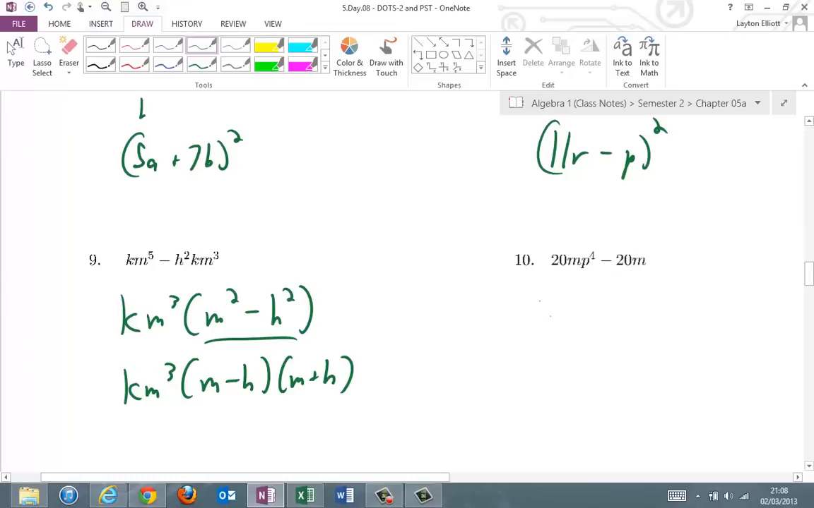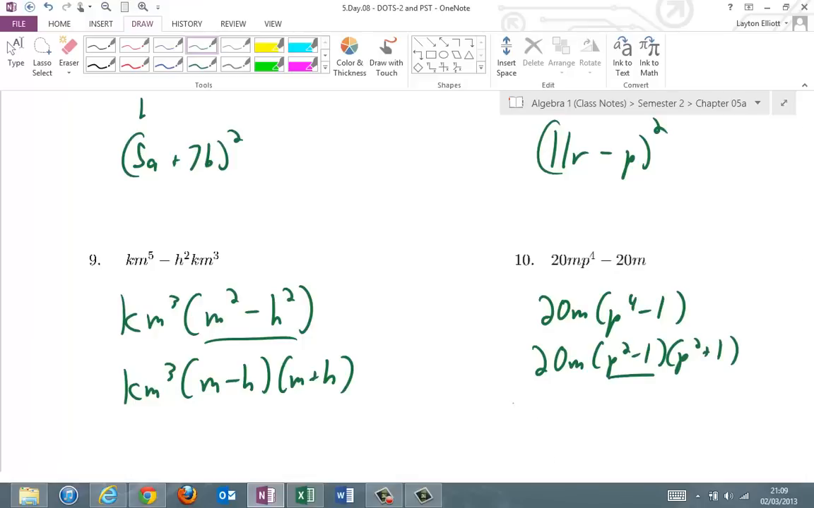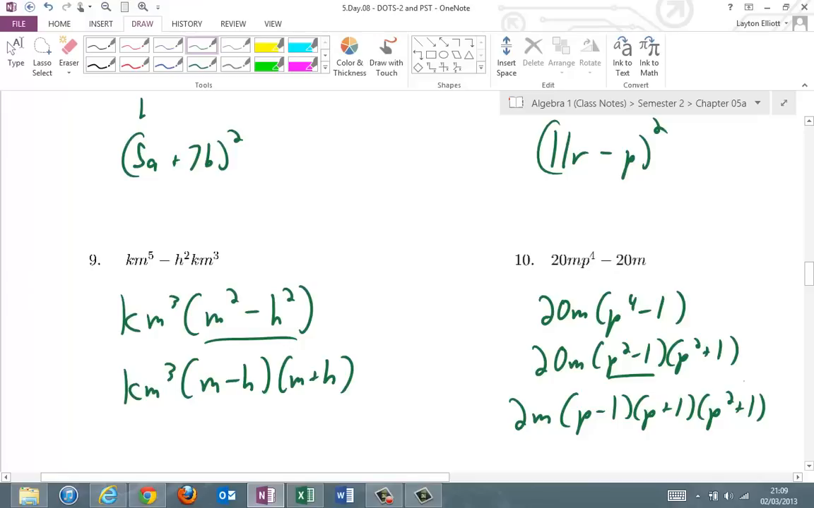Number 10, if I take out a 20m, I'm left with p to the fourth minus 1, which is also a difference of 2 squares. So I have 20m, p squared minus 1, then p squared plus 1. And this one right here is also a difference of 2 squares. So 20m, p minus 1, p plus 1, and I still have the p squared plus 1 from before. That was not a difference, that was a sum.